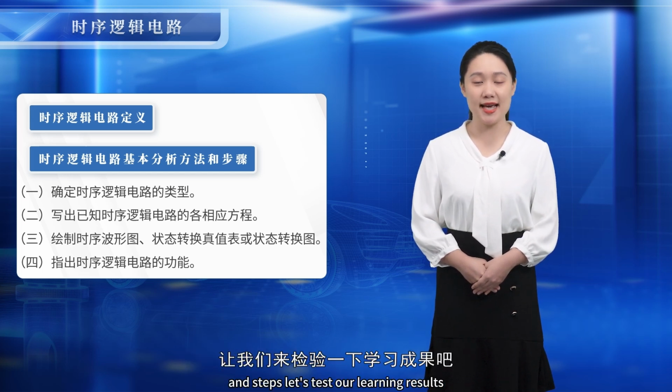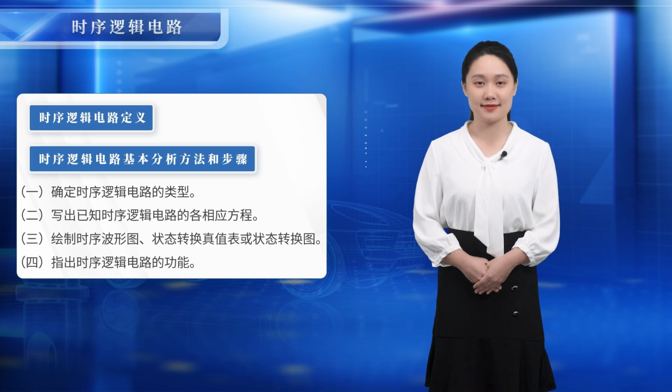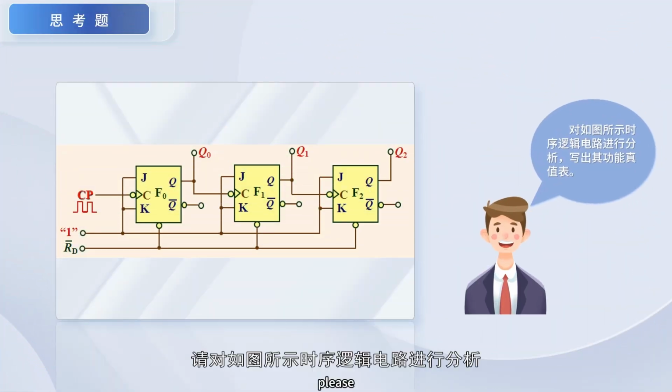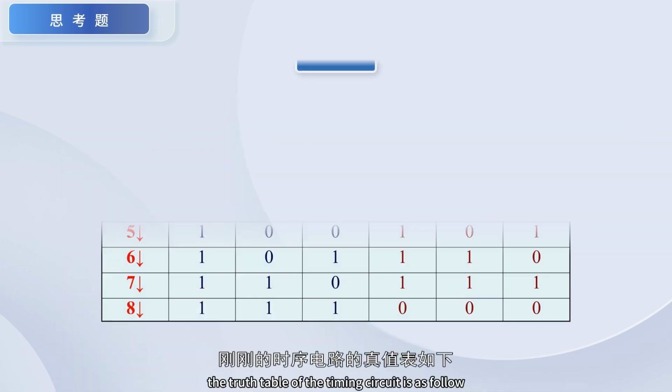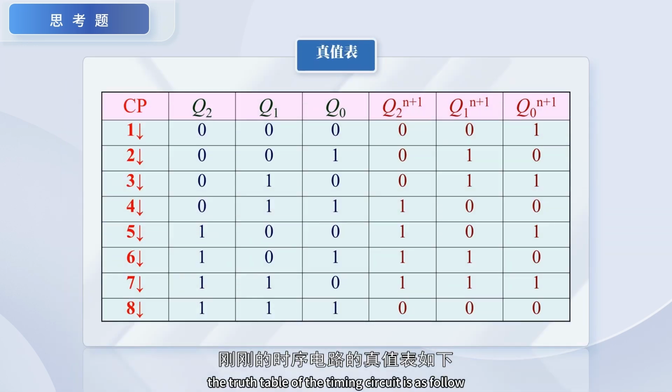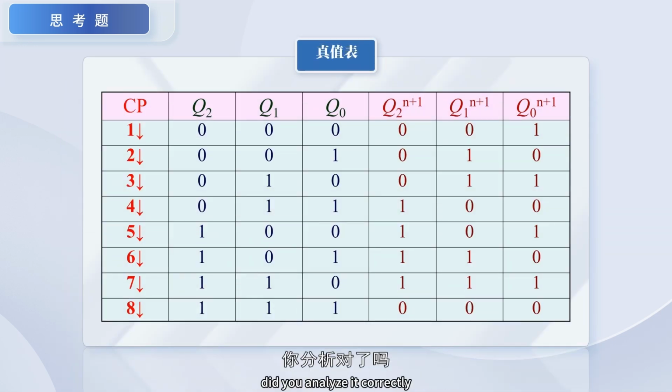Let's test our learning results. Please analyze the sequential logic circuit shown in the figure and write its functional truth table. The truth table of the sequential circuit is as follows. Did you analyze it correctly?